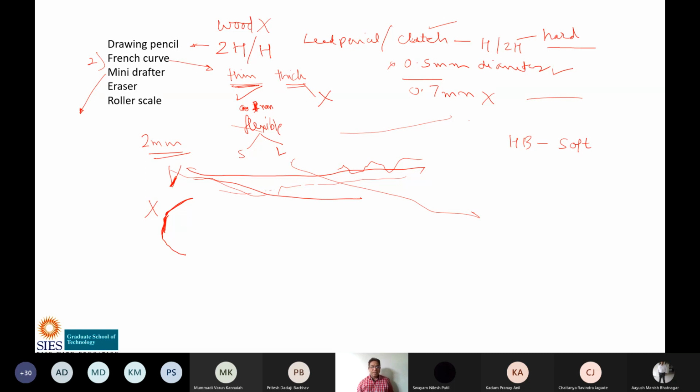Those who have an arrangement of holding the mini drafter on the table in their home, they can purchase it. Otherwise, there is no need. In fact, there is a need, but now it's not possible. So you can just ignore it. That work can be done by another device also.